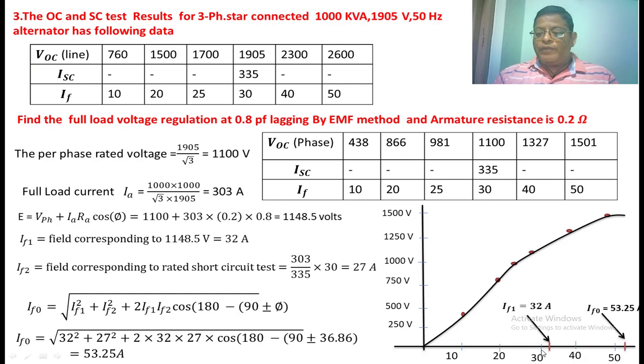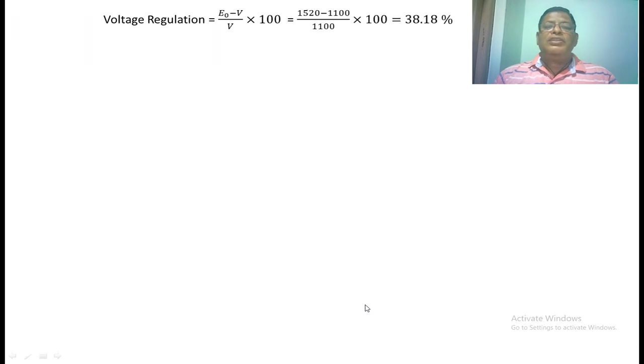Now you locate the 53.25 amperes on the x-axis. From this point you have to draw one vertical line that intersects the OCC. From that intersecting point, you have to draw one horizontal line that intersects the y-axis at one point. If you read that value, we are getting 1540 volts. Now the voltage regulation equals E naught minus V by V, into 100, we are getting 38.18 percent. All these values are approximate values only.